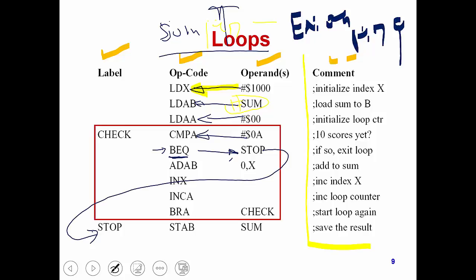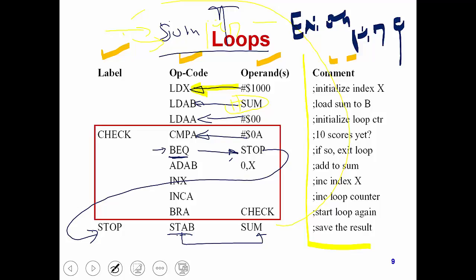If equal, we stop. Then what do we do? When we stop, we store the value of accumulator B into memory. Where's memory? Memory is SUM, as I showed you a moment ago right here. SUM is considered to be the label or memory location where we already initialized the value at the beginning. So if they're equal, that means we're done. We finished the specified operation inside the loop. Then we store the value of B into the memory location labeled by SUM.